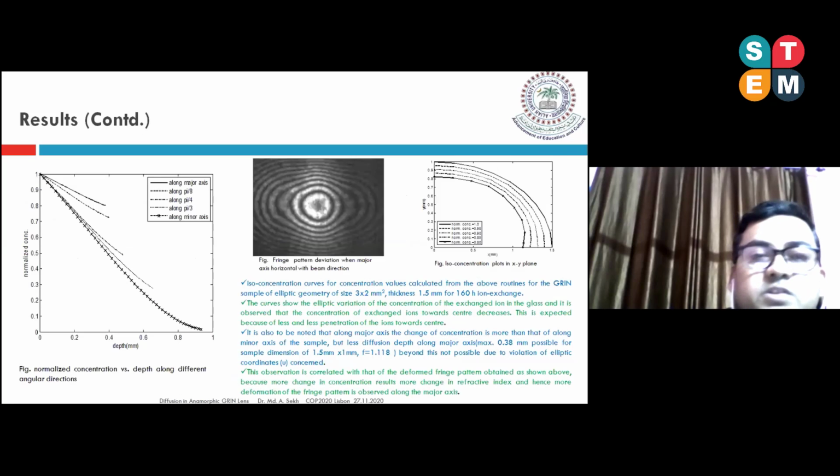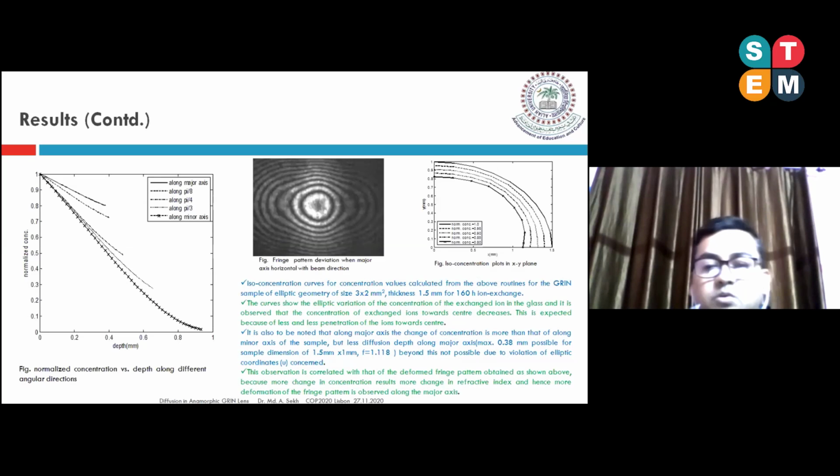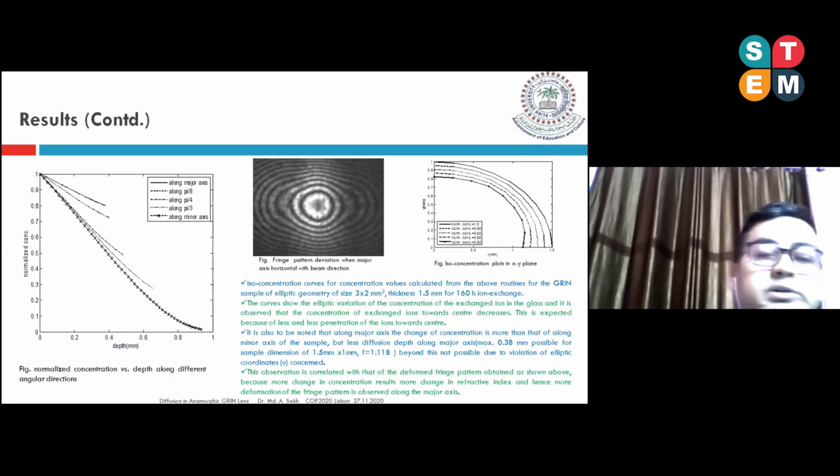Based on that, we developed our own concentration function, which is the result of our solution of this elliptic equation. And we made different plots with respect to different angular directions of the sample.